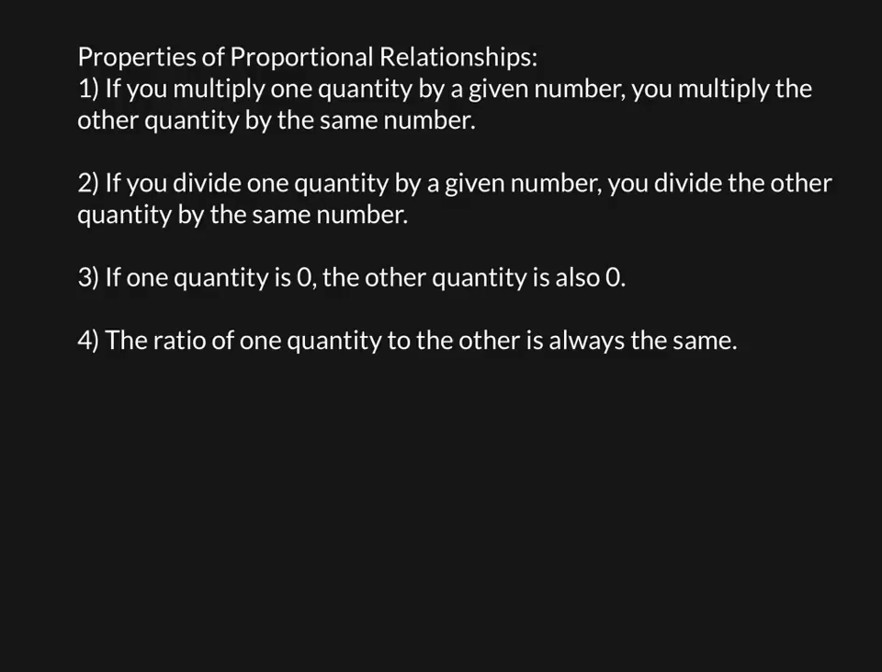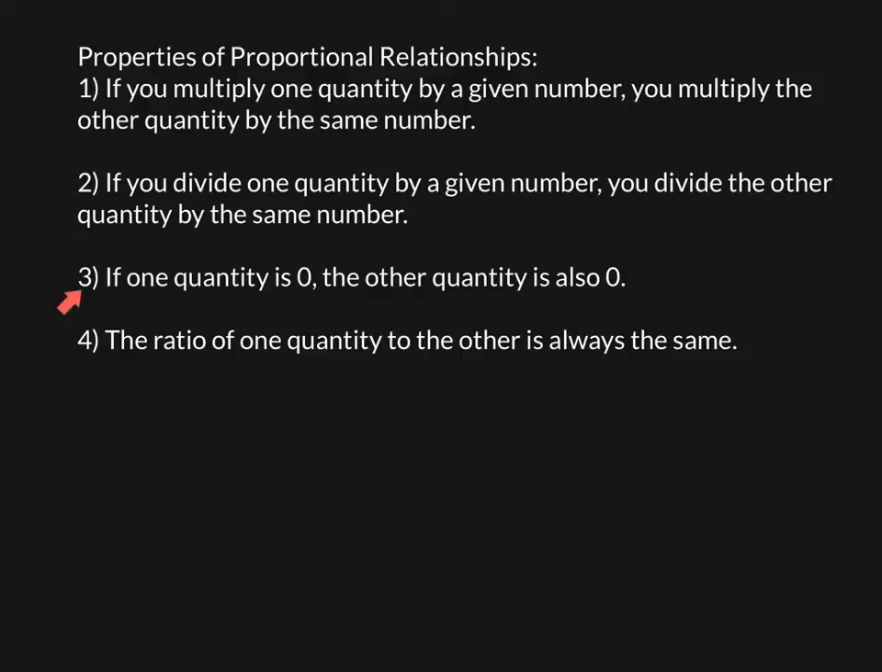This brings us back to the properties of proportional relationships that we looked at in class. Remember, one of those properties was that if we multiply one quantity by a given number, we have to multiply the other quantity by the same number. Going back to our previous example, right? When I doubled the number of smoothies, I had to double the number of strawberries. Same thing, if I divide one quantity by a given number, you divide the other quantity by the same number. If I divide the number of smoothies by 2, I divide the number of strawberries by 2 also.